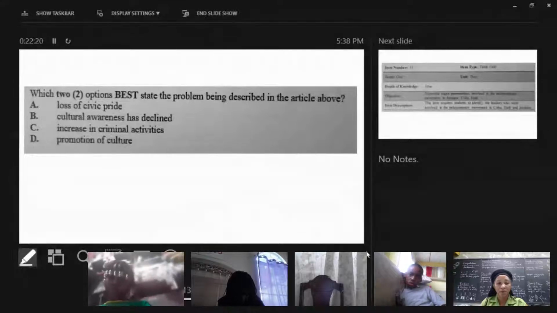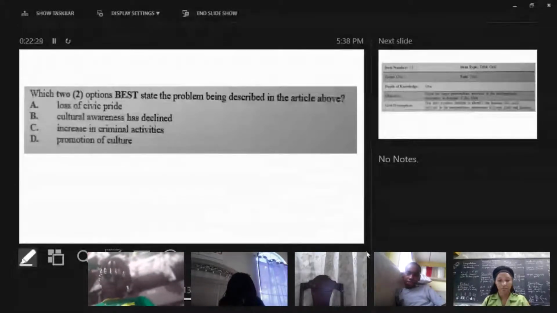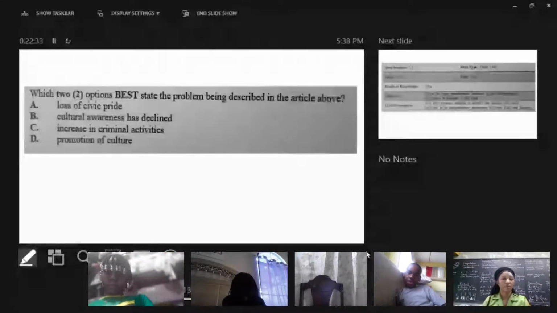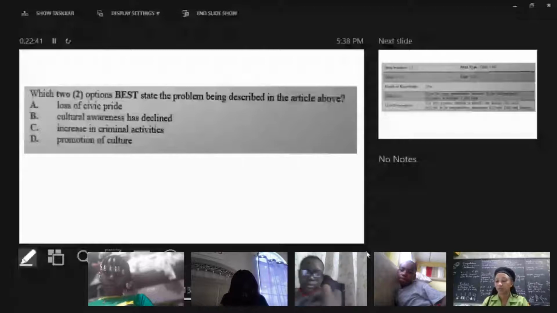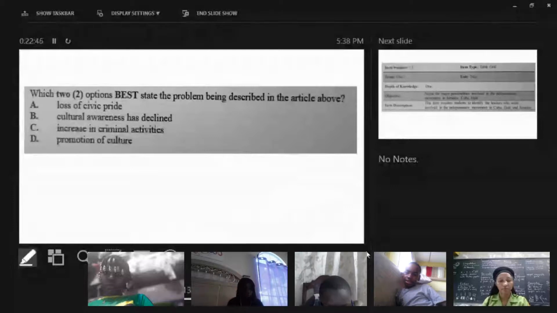Wake up, Coleman, and read it again. Perk up. Read it. Which two options best state the problem being described in the article above? A. Loss of civic pride. B. Cultural awareness has declined. C. Increase in criminal activities. And D. Promotion of culture.